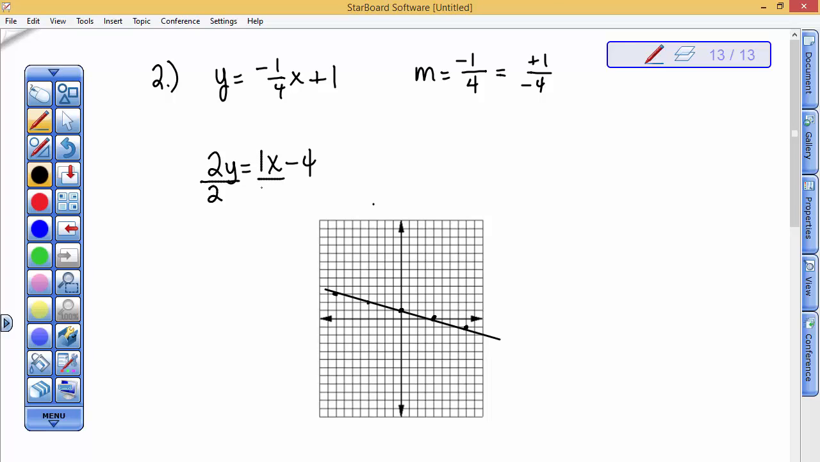And now I have y equals 1/2 x. And then this 4 divided by 2 is 2. That's why you have to divide the 2 by both terms over here. And so the y-intercept for this one is a -2.